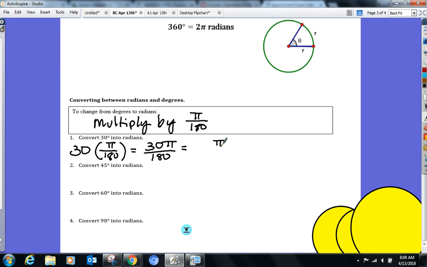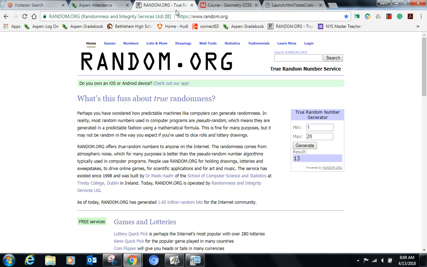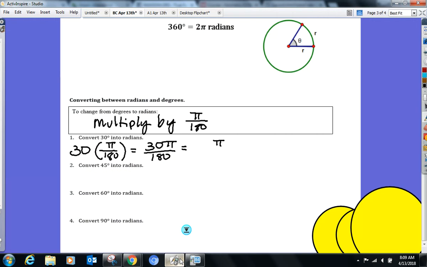And what's 30 over 180 reduced down to? Pi over 6.